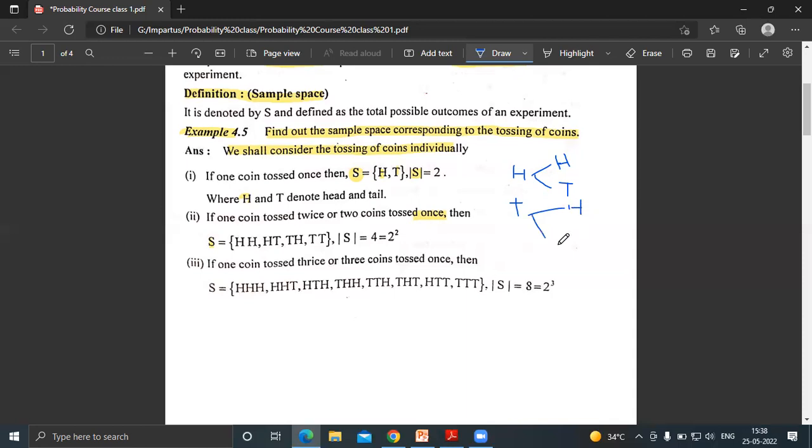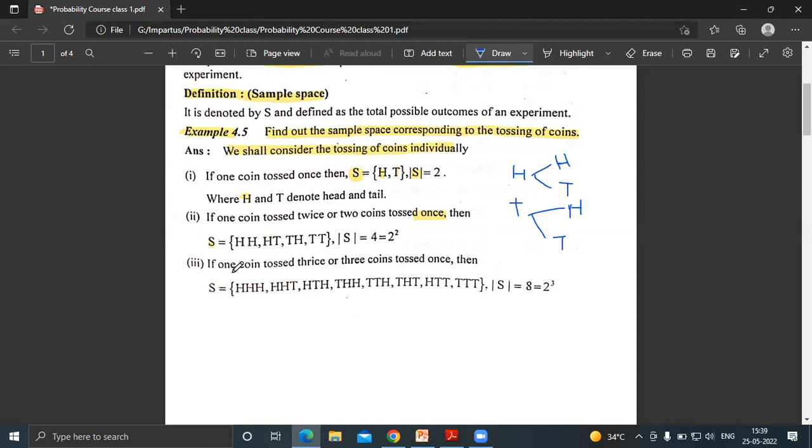So if you combine and write, we may write HH, HT, TH, TT. So like this, I have 4 outcomes. If I write all outcomes in one set, this is called the sample space. Then the sample space cardinality, if we count it, is 4. 4 means 2 squared.